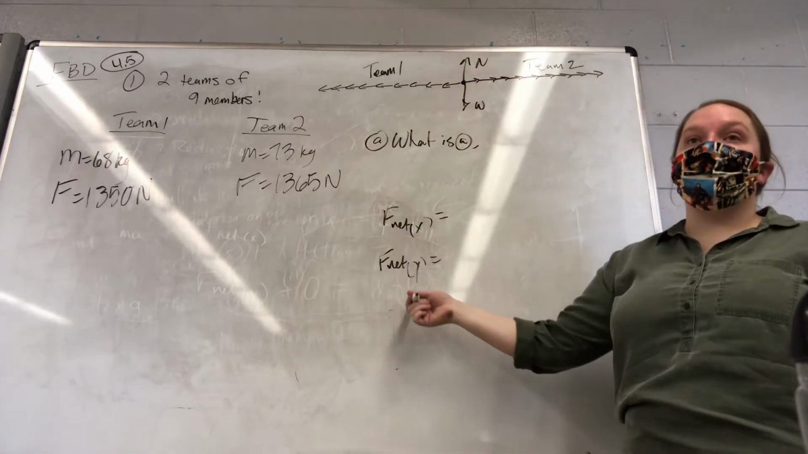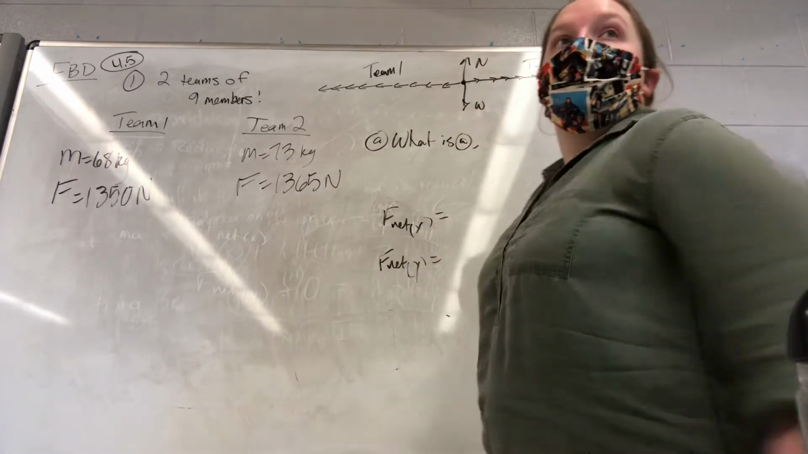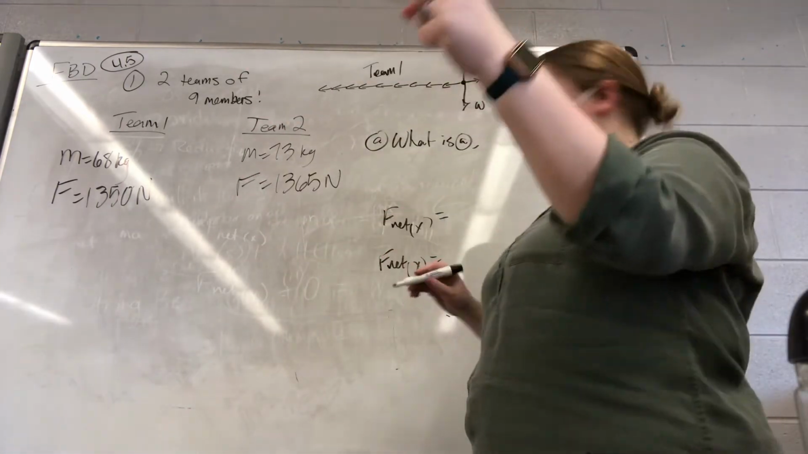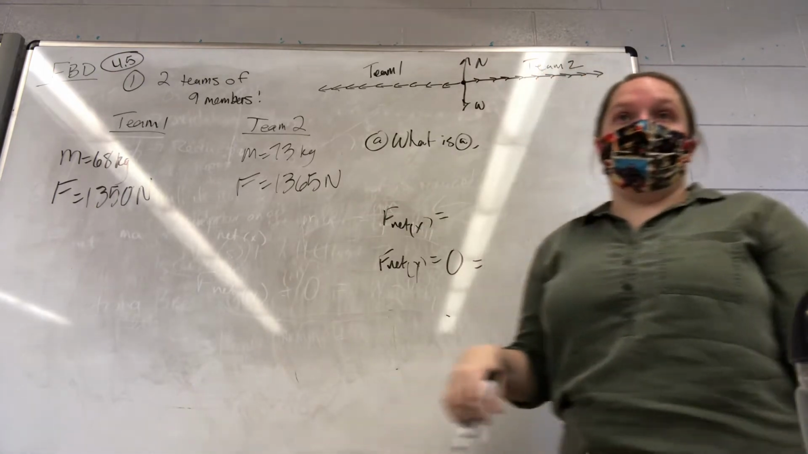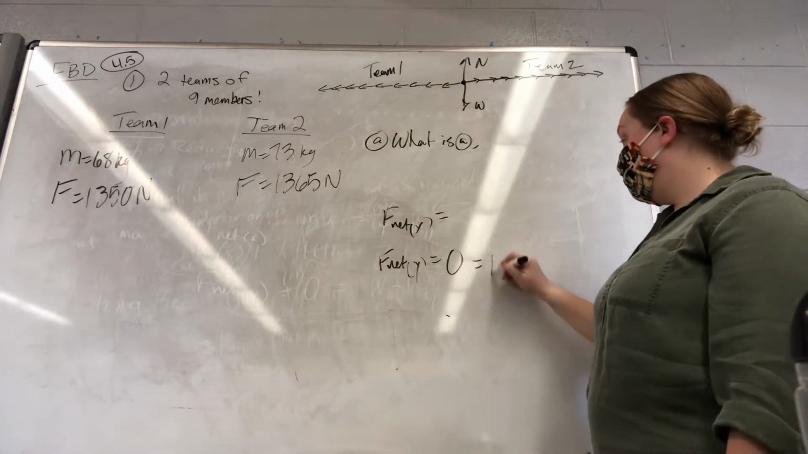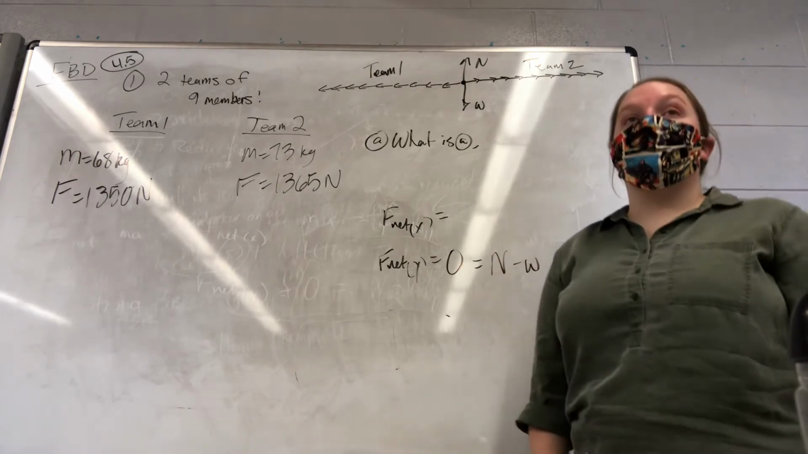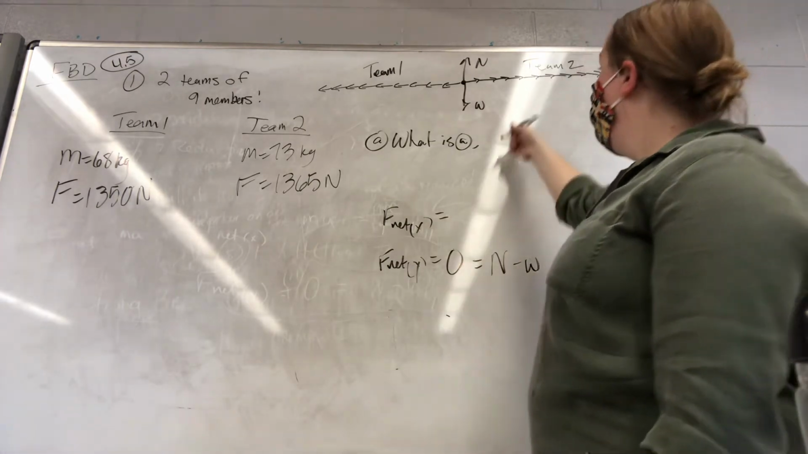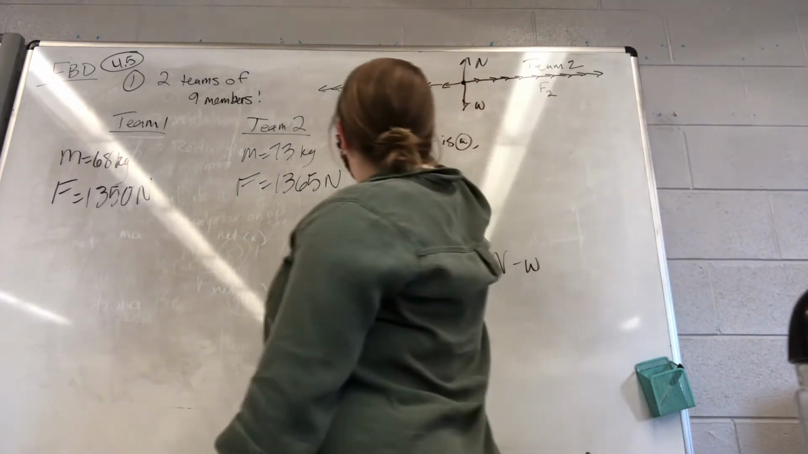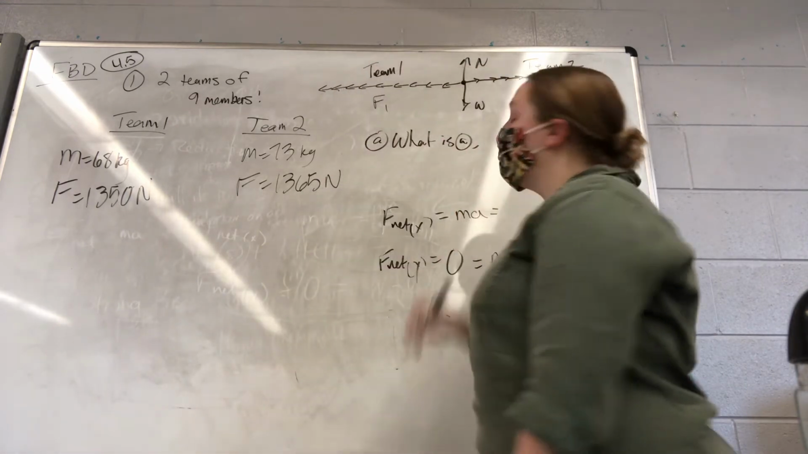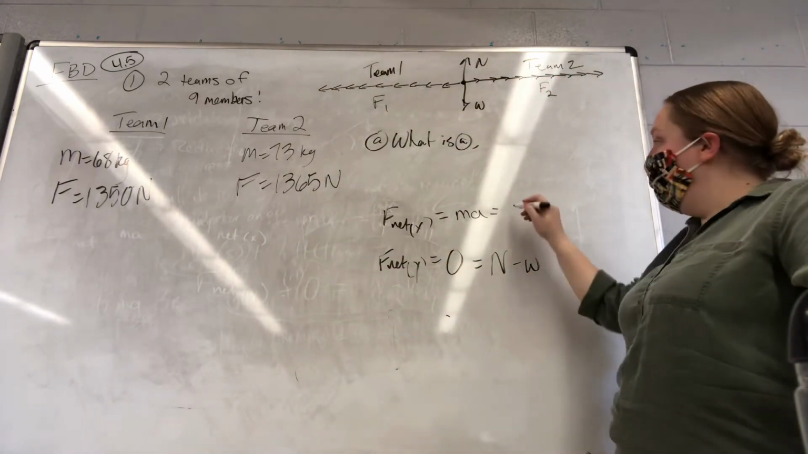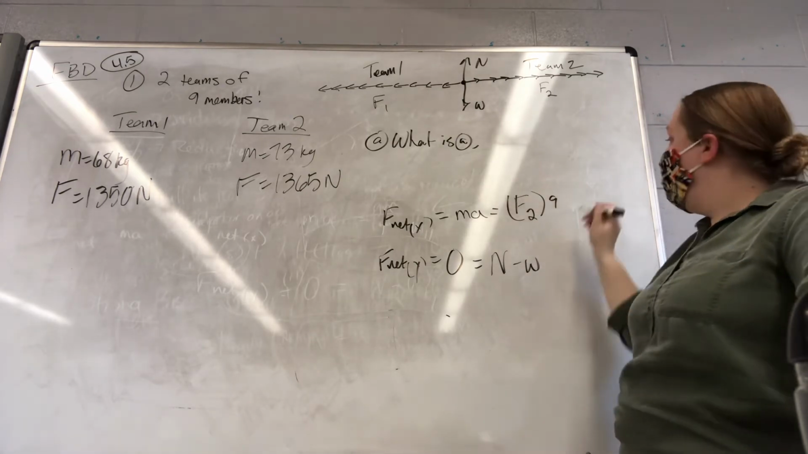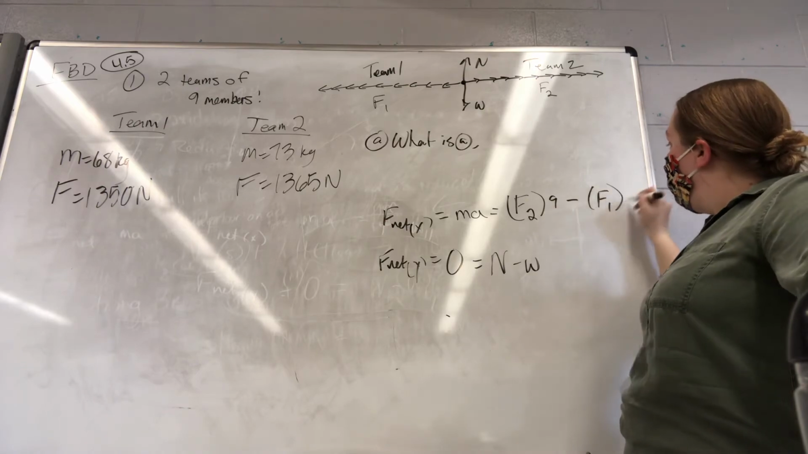So what is F net in the y direction? There are 2 answers here. What are they? What else? N minus W perpendicular. Thank you. N minus W. What else? So for F net x, what do we have? M times A. Yep. And F, we've got F2 times 9, if you will, minus F1 times 9.